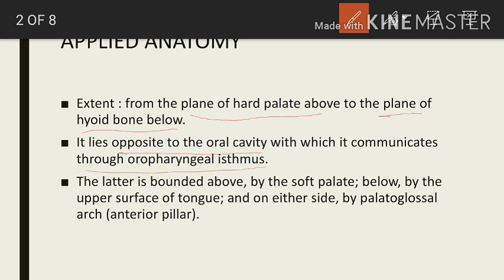Now this oropharyngeal isthmus has its own boundaries. Above it is bounded by the soft palate, then below it has the upper surface of the tongue, and on the lateral sides, on either side, it has the palatoglossal arch, also known as the anterior arch.